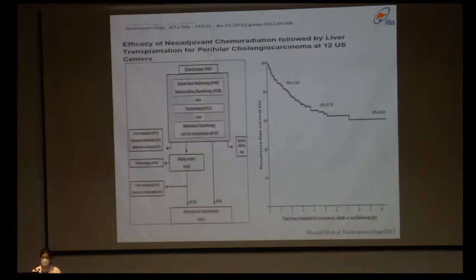In case of perihilar cholangiocarcinoma, the approach is the use of concurrent chemoradiation therapy by external beam technique, followed by brachytherapy, and then maintenance chemotherapy till the liver transplantation. This is a study from 12 US centers. The data was collected from 12 US centers, and they found that the recurrence-free survival in patients who underwent transplantation at 5 years was 65%.